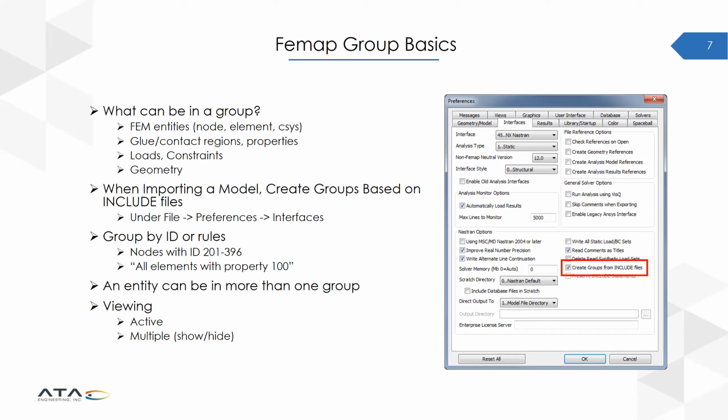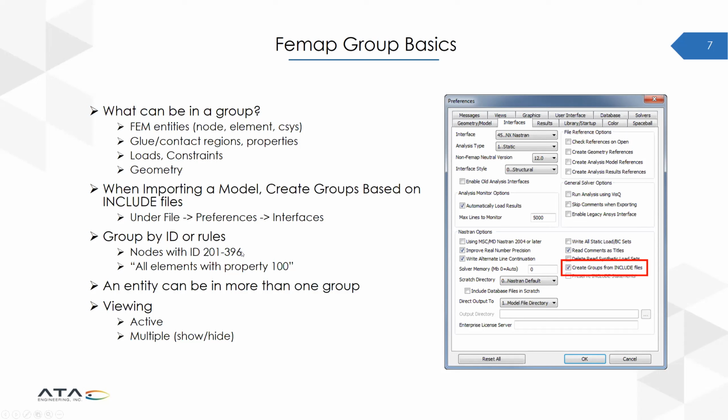And I did want to highlight that when you are importing a model, there's a great feature within Femap where you can automatically create groups based on include files. A lot of times in Nastran, we will split out our parts into different include files. And if you go to your file preferences into the interfaces tab, there is this checkbox next to create groups from include files, and it will just automatically create all those groups for you when you import your Nastran deck.